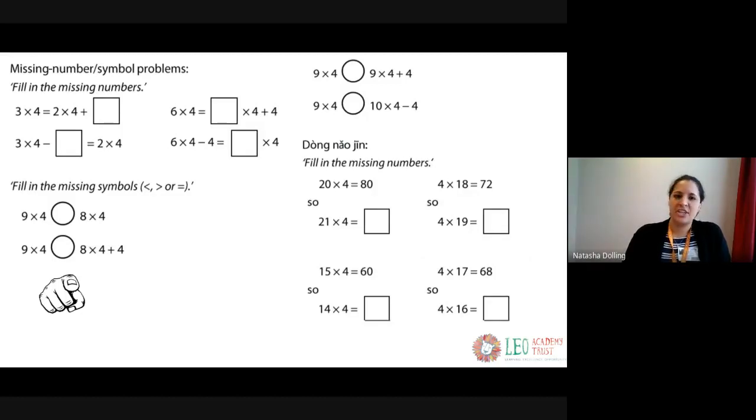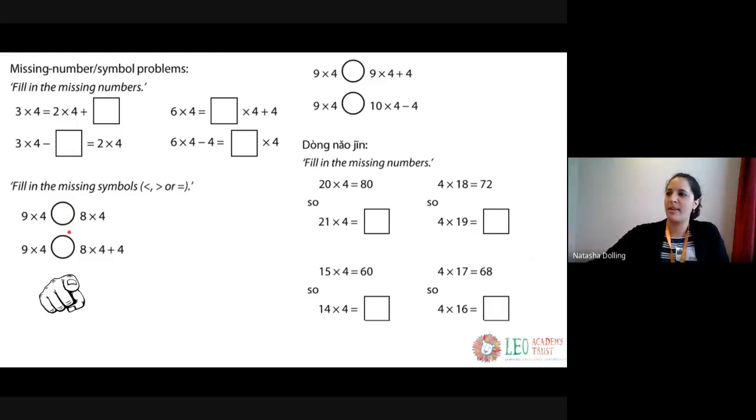So I'm going to get you guys to have a go at some of these questions. So, missing number symbol problems. I've got my little arrow here. Can you fill in the missing symbols for these facts here? 9 times 4 is what? 8 times 4. And 9 times 4 is what? 8 times 4 add 4. Is it greater than, less than, or equal to?